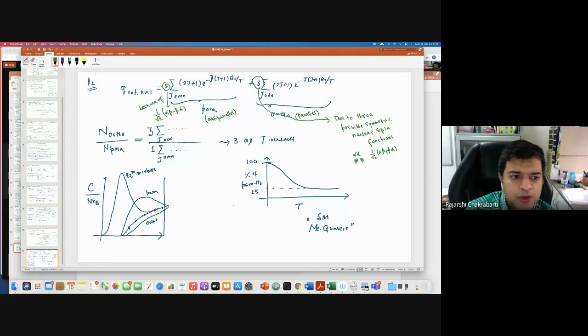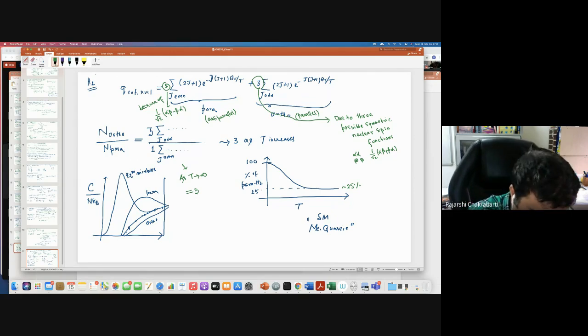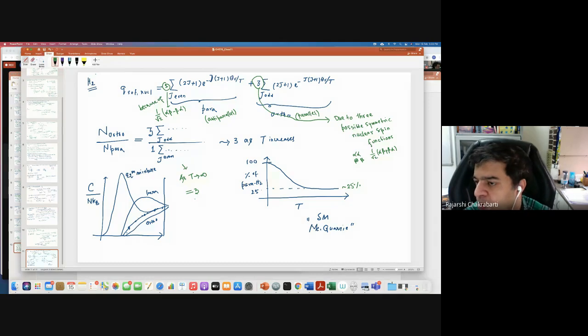Now if I plot the percentage of para hydrogen, you see that as the temperature increases, in the high temperature limit, this will be something like 25%. Why? Because if I calculate this ratio as you go to the very high temperature limit, this ratio gives you exactly 3. It tells you that ortho hydrogen is about 75% and para hydrogen would be around 25%. Is this clear?